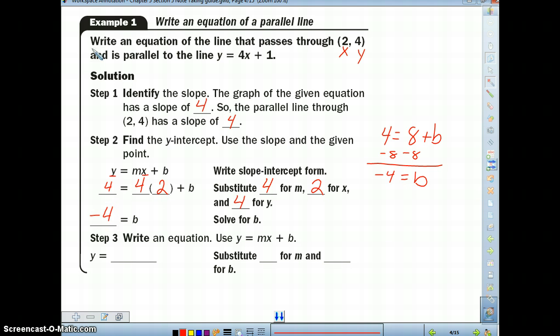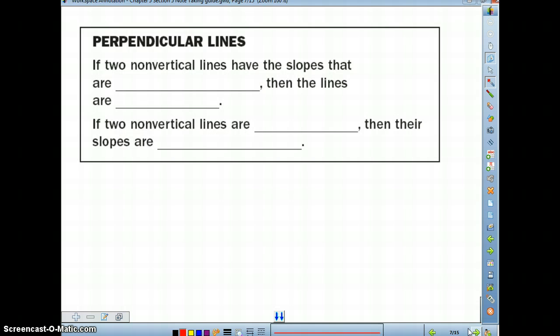Now, it wants us to write an equation, so we use y equals mx plus b. We substitute the 4 for the slope and negative 4 for our y-intercept. So our equation is y equals 4x minus 4. This line is going to be parallel to the given line, and we can check that the slopes are the same and the y-intercepts are different. A couple of blank screens right here, just work through those.